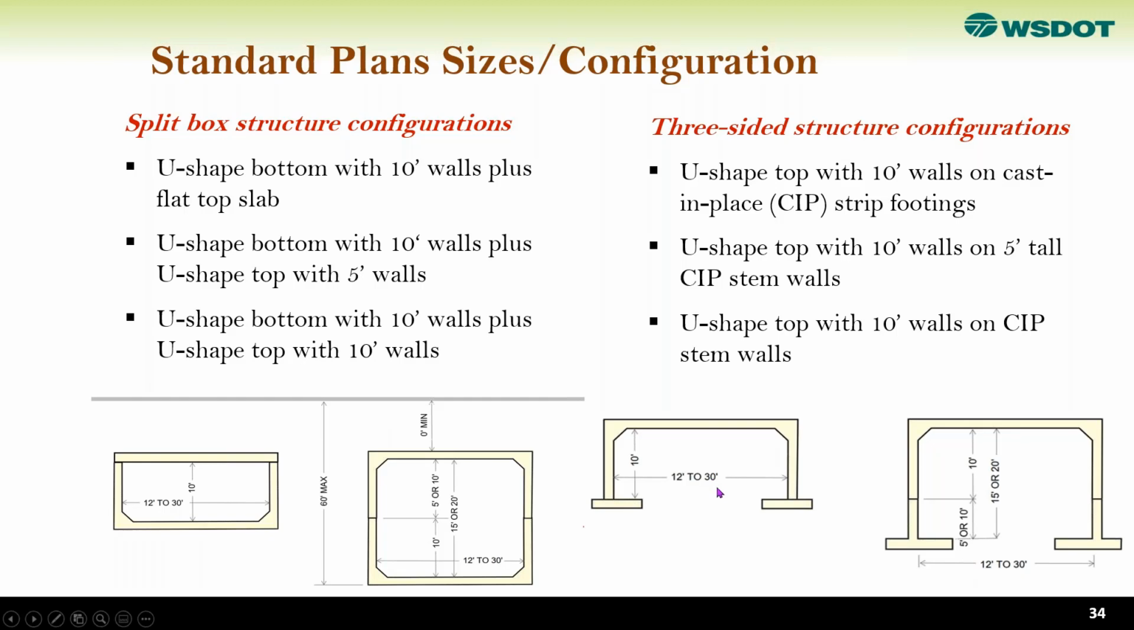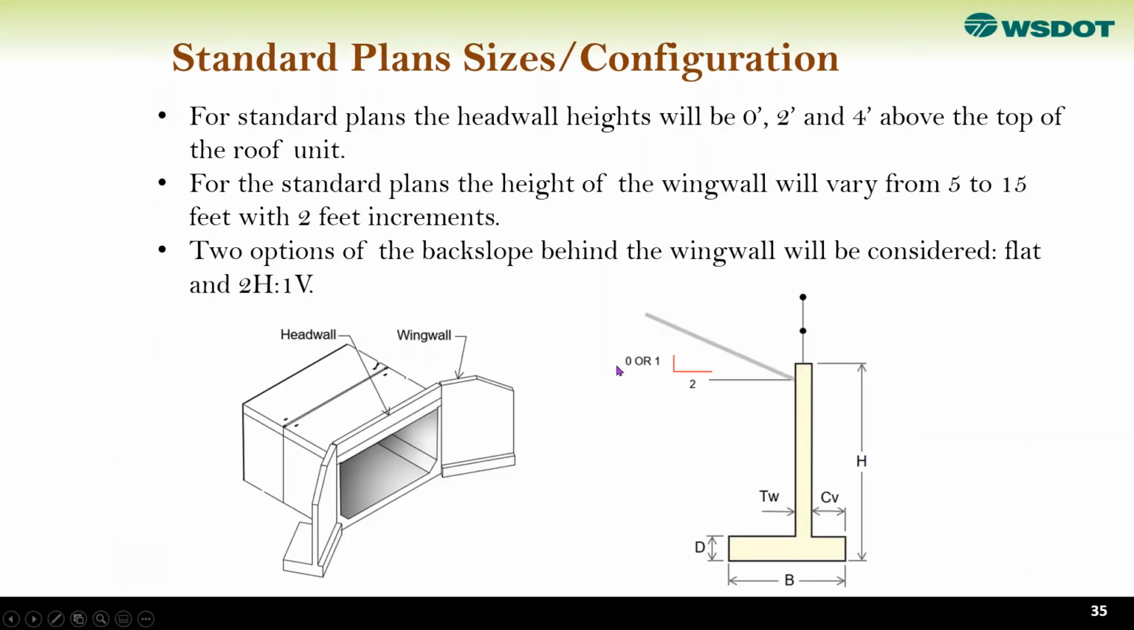And then when we go to the 3-sided structure, there is a U-shaped top with a 10-foot wall, and then a U-shaped top with a 10-foot wall with a CIP stem, which is the stem on the bottom, and then a U-shaped top with a 10-foot wall and a precast stem wall that could be used. So this stem wall could be precast or cast in place. We will see some examples where we are using precasting to accelerate bridge construction and buried structure construction. So, standard plan sizes and configuration.